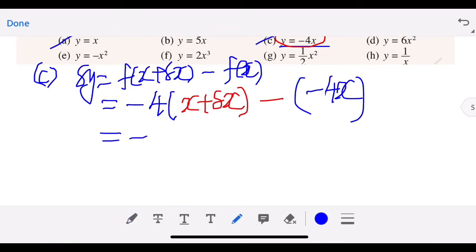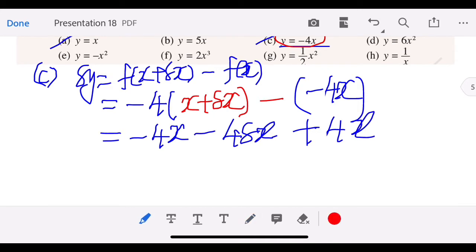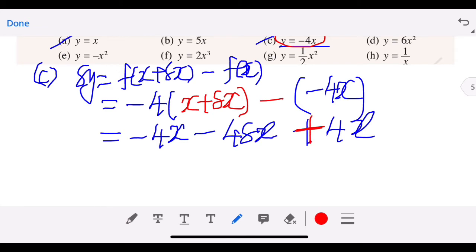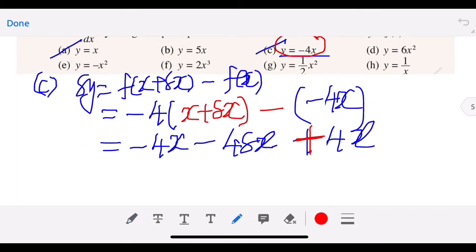Let's see. We have negative 4x minus 4 delta x. Minus minus becomes plus, right? Okay, you got it? So now this is actually plus. Alright, so you notice that normally it can be cancelled out like this. So left only negative 4 delta x.